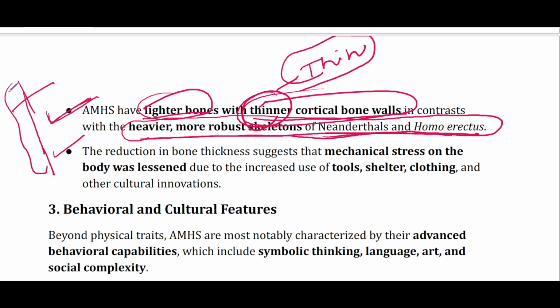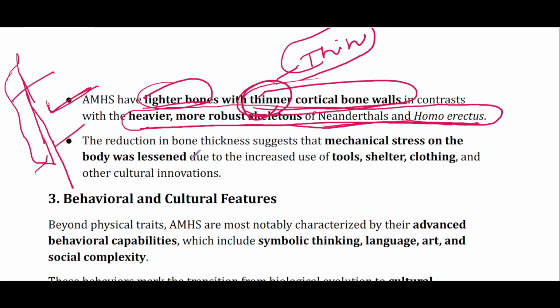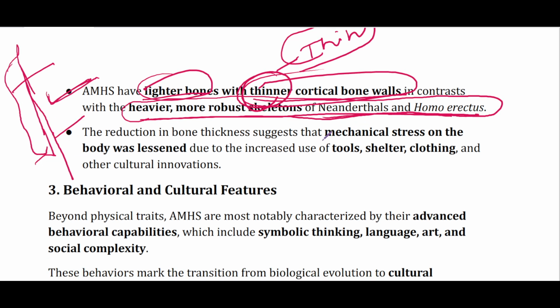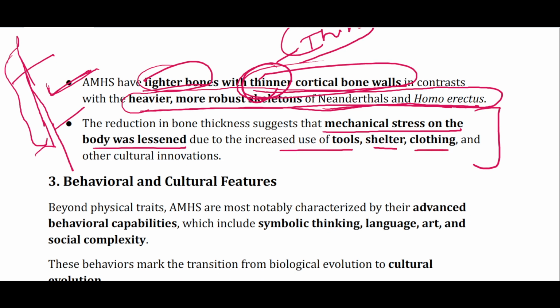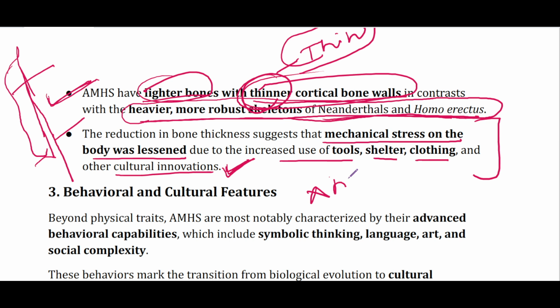And then what was the reason, what was the evolutionary adaptation for having less dense outer tissues? So this reduction, it suggests mechanical stress on the body was lessened, and this lessening of mechanical stress, it was due to increased use of tools, shelters, clothing and other cultural innovation. And that's true, because अगर हम जो AMHS the first stock है, उससे जो modern Homo sapiens को अगर compare करें, then the robusticity, it has reduced to quite a considerable extent, because उस time से अब तक in 300,000 we have our use of tools, it has grown exponentially.